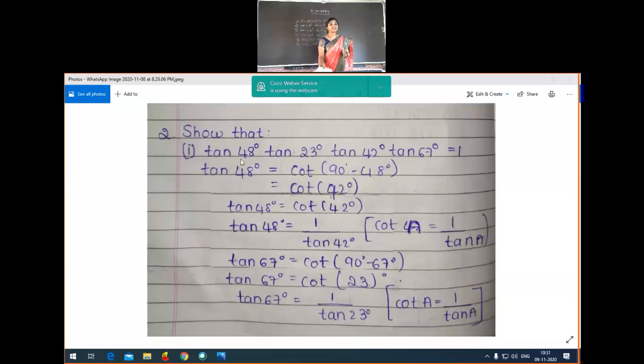So this LHS is equal to this RHS, that is 1. Tan 48 into tan 23 degree into tan 42 into tan 67 is equal to 1, we have to show. So for that, first we will take tan 48. Tan 48, how can we write tan 48? Tan A is equal to cot of 90 minus A, no?